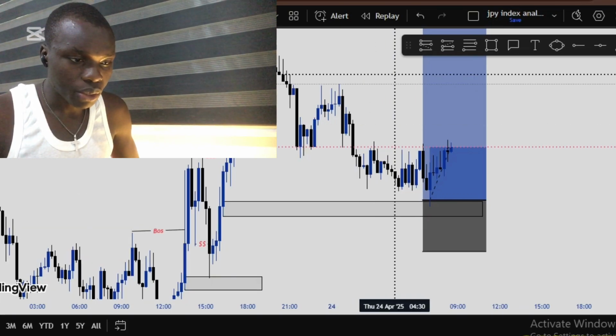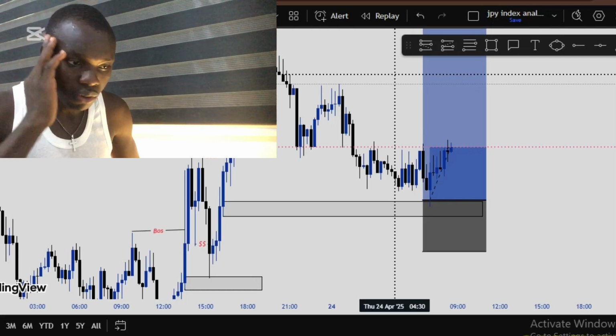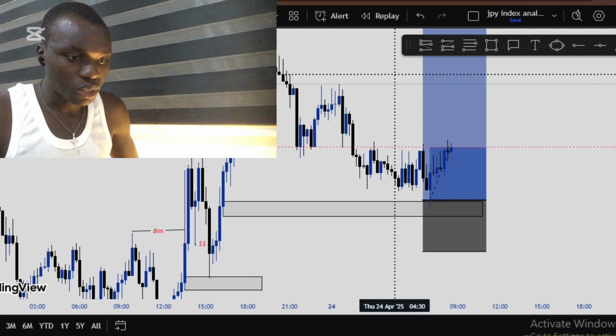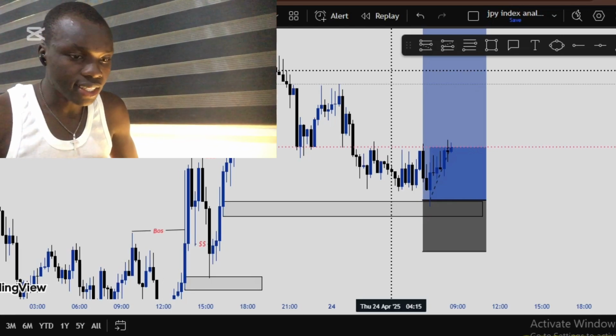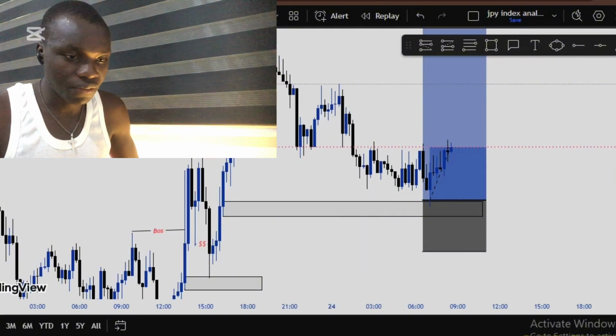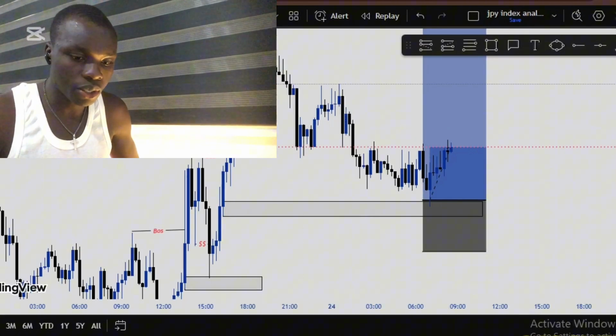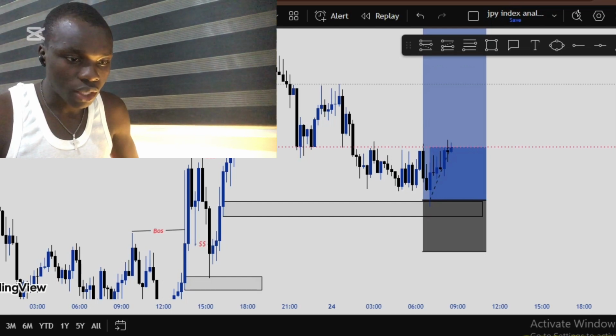This is my entry confirmation. I get my entry confirmation from this zone. This particular zone, you can see the 61 and the 50 fib retracement zone. So I got my entry from that zone and I entered on the buy. So let's watch how it goes.